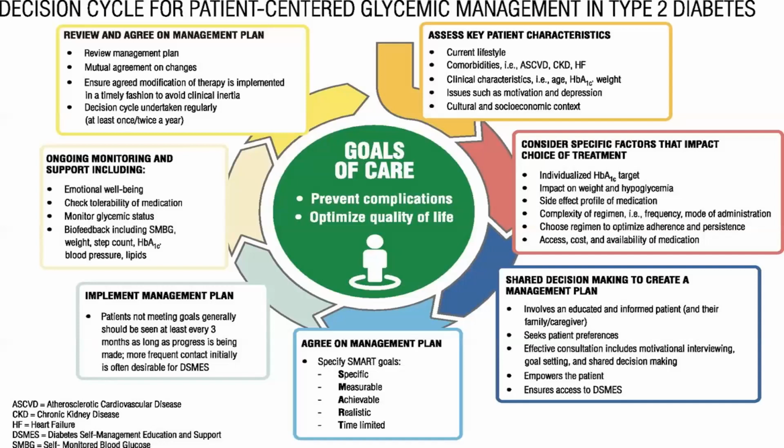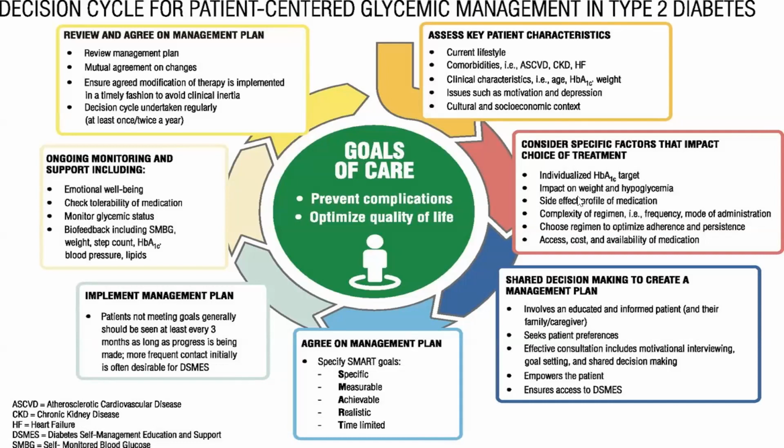What is their HbA1c? Issues like motivation and depression, culture and socioeconomic context, where you find there are some communities where, if you have to start a patient on insulin, they might already think that the patient is terminal and their life is coming to an end. Then you consider specific factors that will impact your choice of treatment. You individualize your targets. If you have a cancer patient who has been diagnosed with diabetes and has metastatic disease, you're not going to have the same targets as a type 1 diabetic patient who's been diagnosed at 17 years of age.